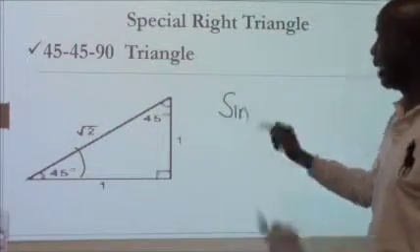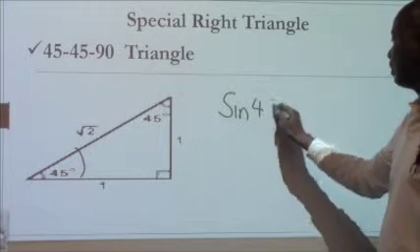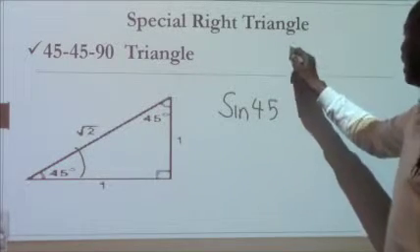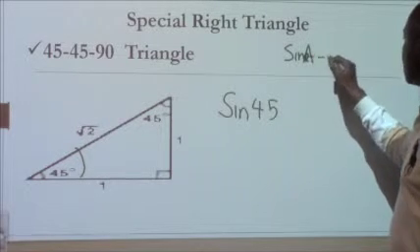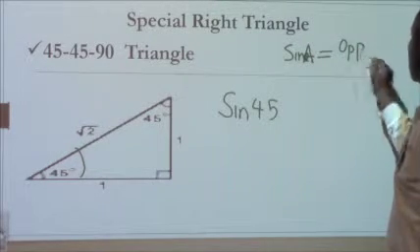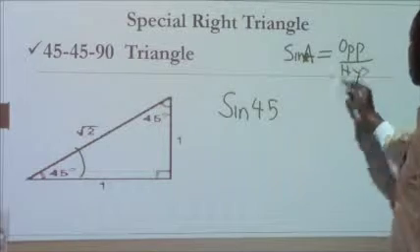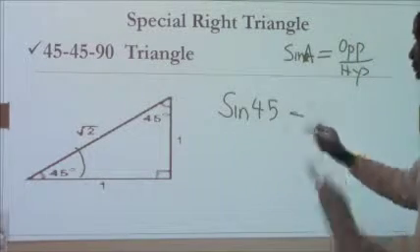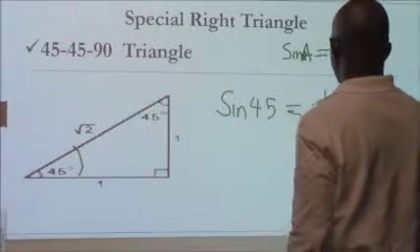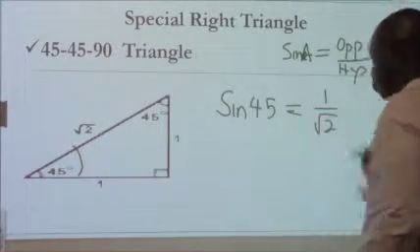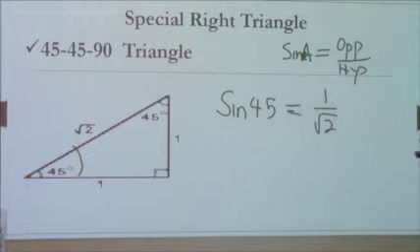So we can say the sine of 45, we know by rule that the sine of an angle A is equal to opposite over hypotenuse. So the sine of that 45 degree angle is equal to the opposite. What's the opposite here? 1, over, what's the hypotenuse? Square root of 2. So the sine of this 45 degree angle is 1 over square root of 2.